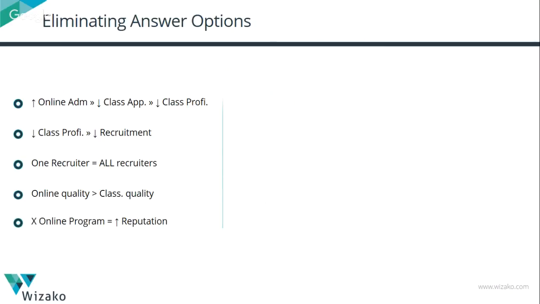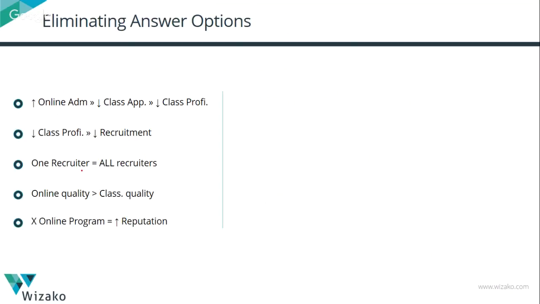All the cause-effect and comparison relationships that we jotted down earlier when we analyzed the argument are given on the screen. A decrease in online admissions leads to a decrease in applications, leading to a decrease in proficiency. And then the decrease in proficiency leads to a decrease in recruitment, which is also affecting the reputation of the university.